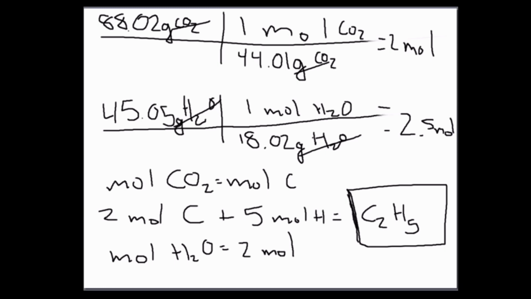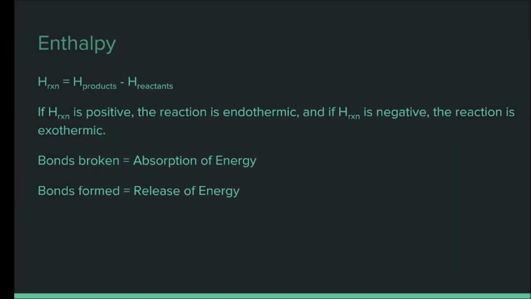So now we're going to do a quick lesson about enthalpy, because I know the methods behind enthalpy confuse a lot of people. So the basic formula is enthalpy of the reaction is equal to enthalpy of the products minus enthalpy of the reactants. If the enthalpy of the reaction is positive, the reaction is endothermic, so it took in heat. And if the enthalpy of the reaction is negative, the reaction is exothermic, so it gave off heat, such as combustion.